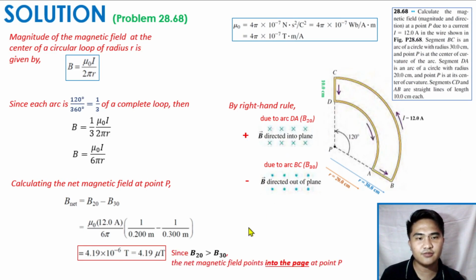Now, for the direction, since arc DA has a smaller radius compared to arc BC, by this equation, we can see that the smaller the r, the bigger will be the magnetic field. Therefore, the magnetic field of arc DA is greater than the magnetic field of arc BC. The net magnetic field points into the page at point P.